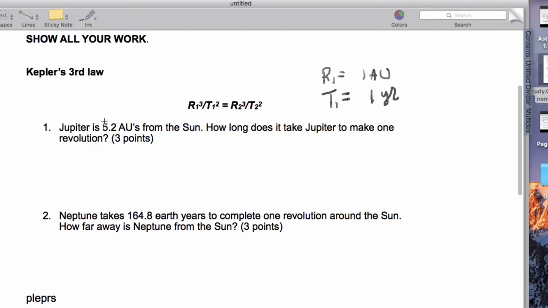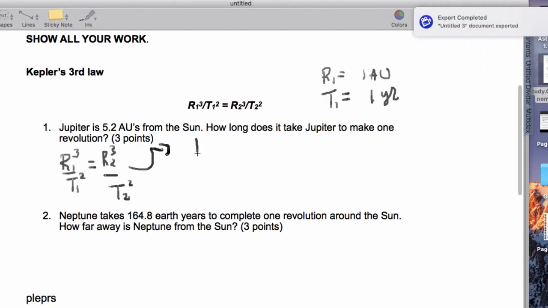So for example, Jupiter's 5.2 AUs from the Sun. We want to know how long it takes to make one revolution. All right, so I'm going to set up my formula. R1 cubed over T1 squared equals R2 cubed over T2 squared. And let me just move this over here so we have it. So working with that, let's go ahead and actually put in our numbers here.